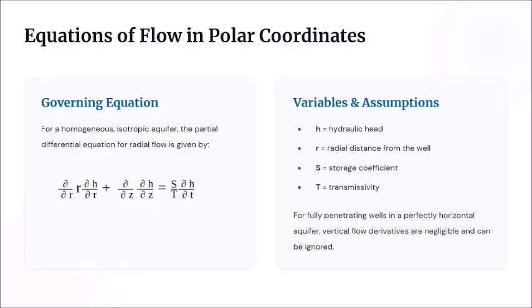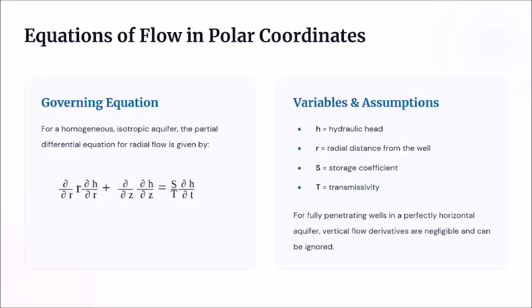Let's look at the governing equation. For a homogeneous, isotropic aquifer, meaning the soil properties are uniform in all directions, the partial differential equation for radial flow is expressed as follows. The partial derivative with respect to r of the quantity r times the partial derivative of h with respect to r, plus the partial derivative with respect to z of the partial derivative of h with respect to z, equals the storage coefficient S divided by transmissivity T multiplied by the partial derivative of h with respect to time, t.